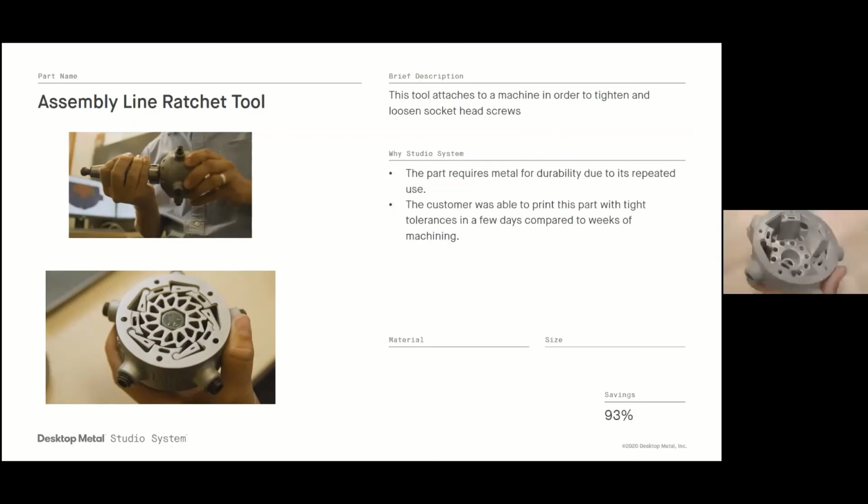It would be thousands of dollars to machine, but we can print this for just a little over $100. So, a great example of a part where now we're able to justify this very complex geometry and this complex housing, to really lead to a more efficient manufacturing environment with lots of different moving components. A great example.